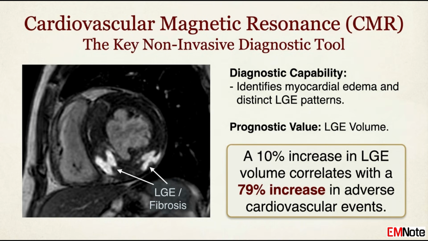Give me the statistic on that. A 10% increase in LGE volume correlates with a 79% increase in adverse cardiovascular events. Because that scar tissue becomes the substrate for arrhythmia. It is the single strongest predictor we have on imaging.